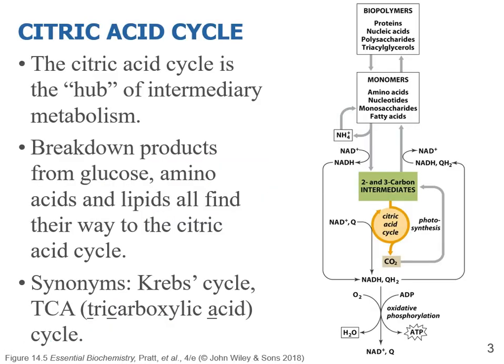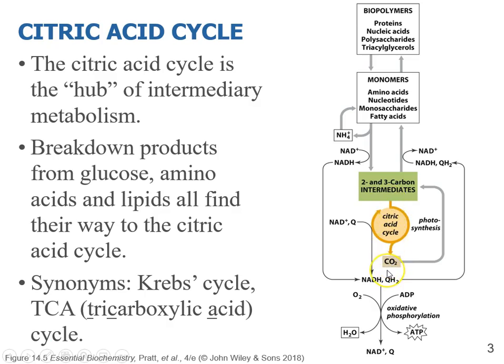This is a figure that I showed you a while back where we can see that the biopolymers that make up our food are broken down into 2 and 3 carbon intermediates. The 2 carbon intermediate would be acetyl-CoA and the 3 carbon intermediate would be pyruvate. We'll see in this lecture how pyruvate can be converted to acetyl-CoA. The acetyl-CoA then enters the citric acid cycle and the carbons in acetyl-CoA are oxidized to form CO2.